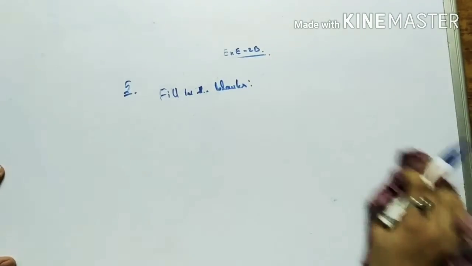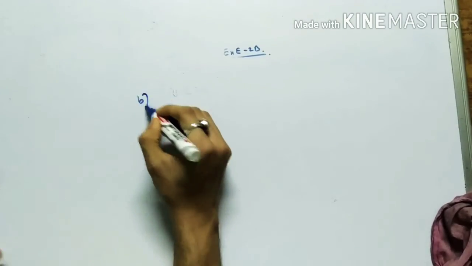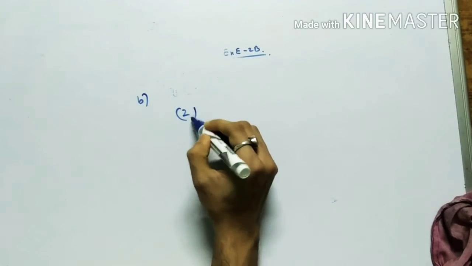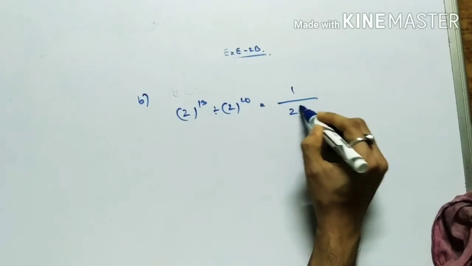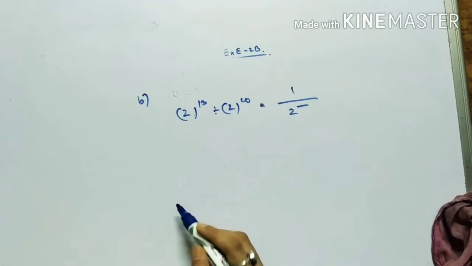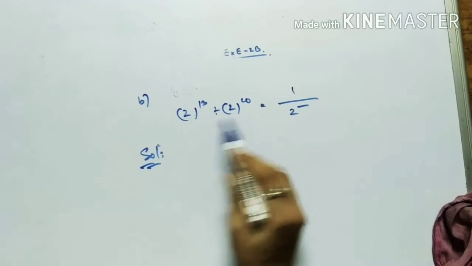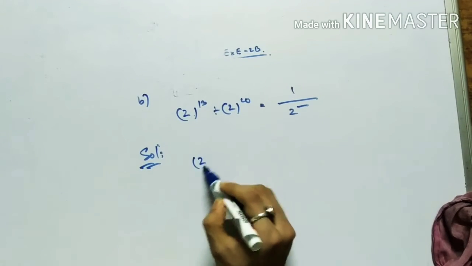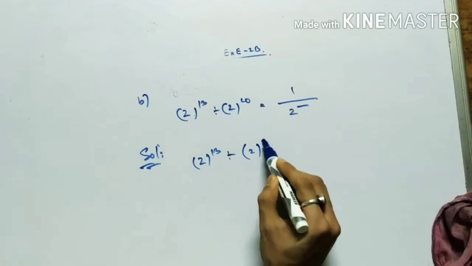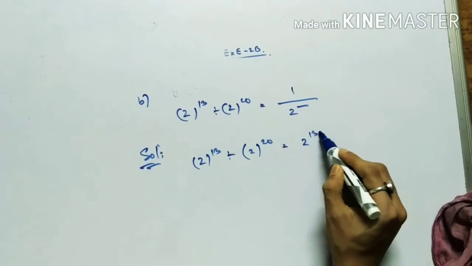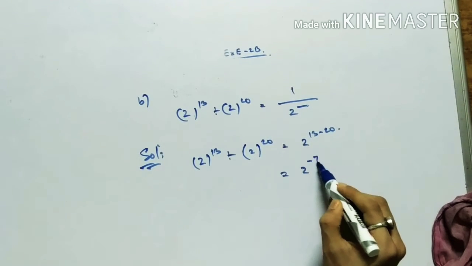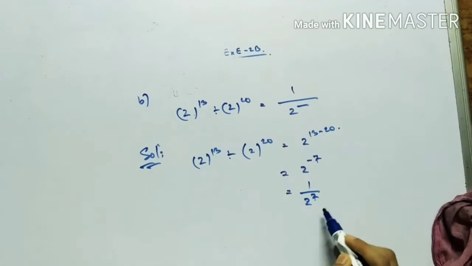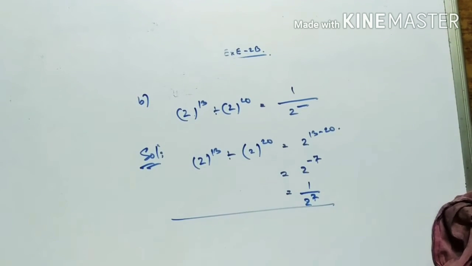Next, number B: 2 to the whole power 13 divided by 2 to the whole power 20 equals 1 by 2 to the power dash. Same base, division going on. So 2 to the power 13 divided by 2 to the power 20 becomes 2 to the power 13 minus 20, which is 2 to the power minus 7, which is 1 by 2 to the power 7. So in the fill in the blanks, 7 will come. You can solve this problem in this way.